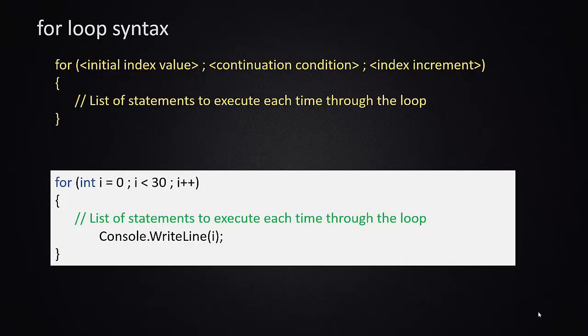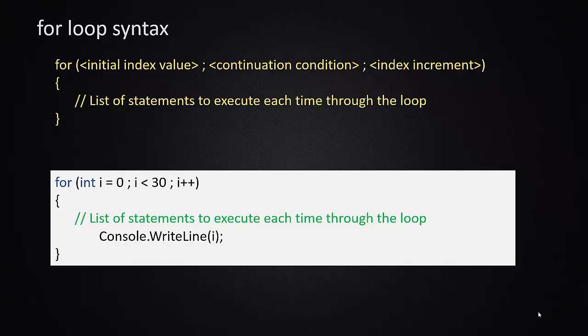So the first one that we're going to look at is the for loop. The syntax for a for loop is the reserved word for, a parenthesis, and then a set of values that determine the initial index value. This is the item that is counting in the loop. Then we have a continuation condition. This is a conditional statement that tests whether or not the loop should continue. And then the third item is the increment value to the index that we're counting on and testing.